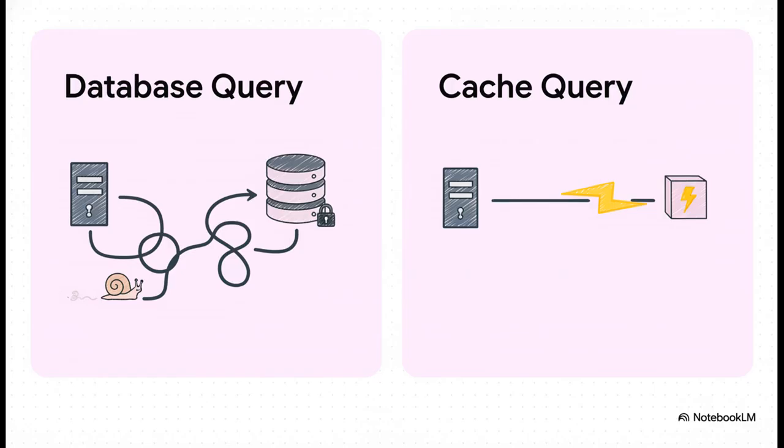And just look at the kind of impact we're talking about. Remember that 10 millisecond query from the server to the database? Well, if that data is stored in a nearby cache instead, that same query takes just 1 millisecond. That is a 10 times improvement. It's a total game changer.